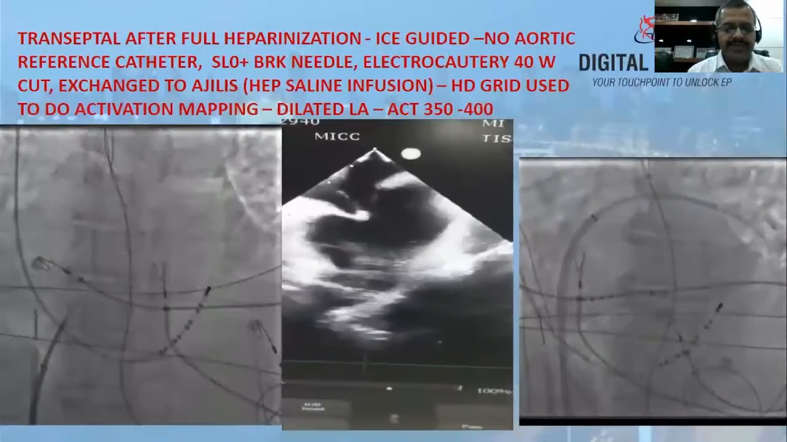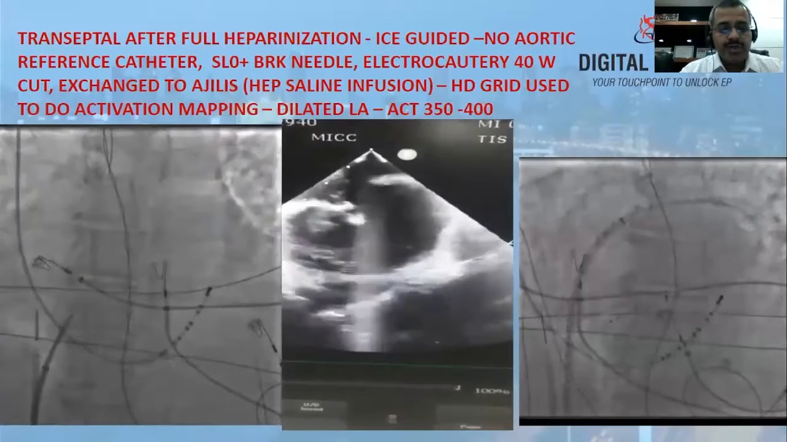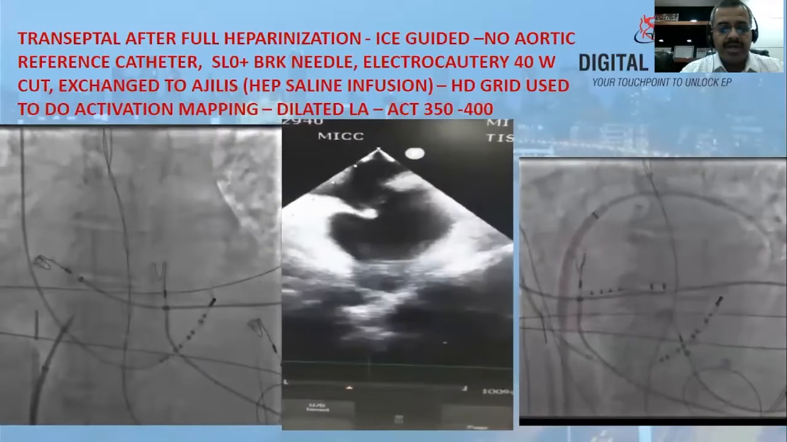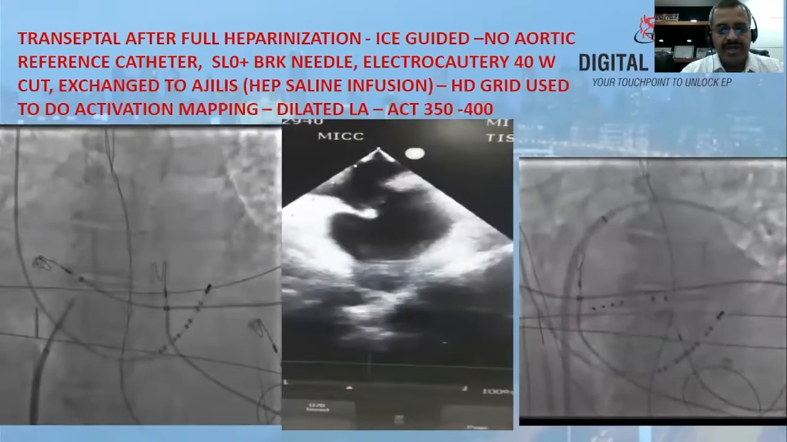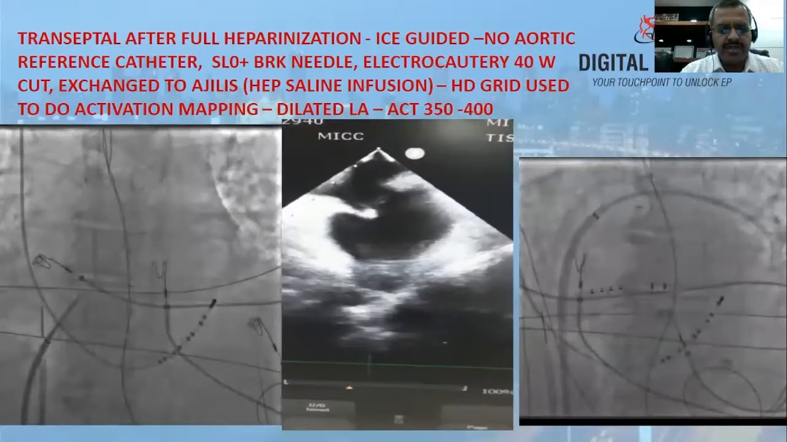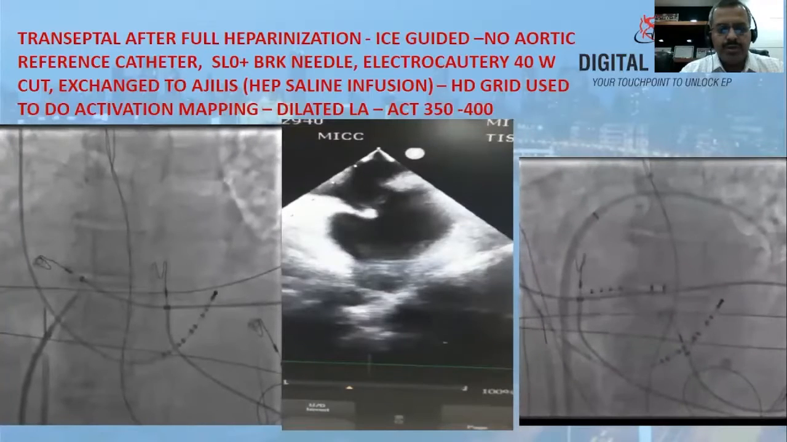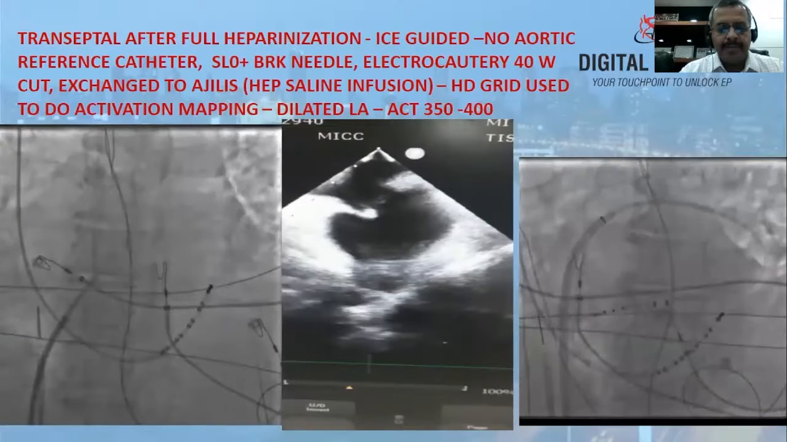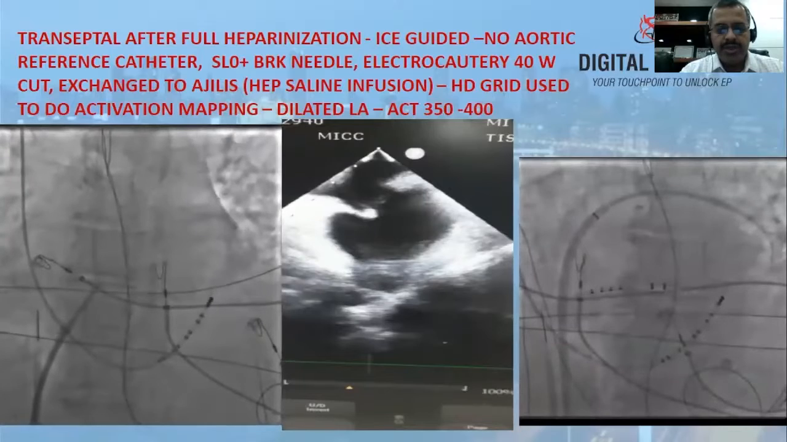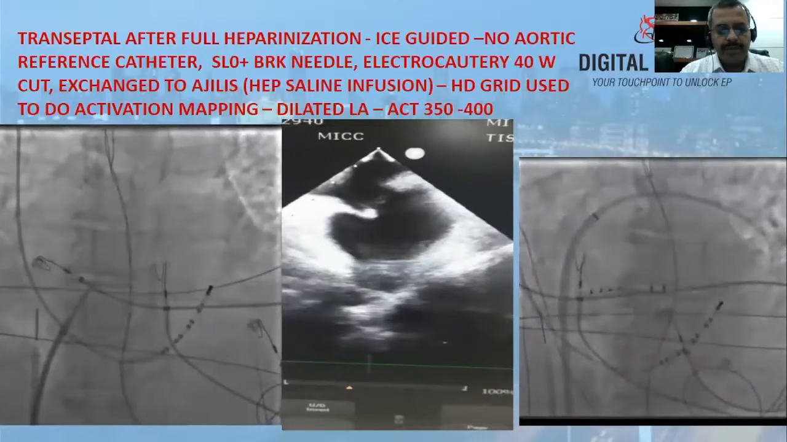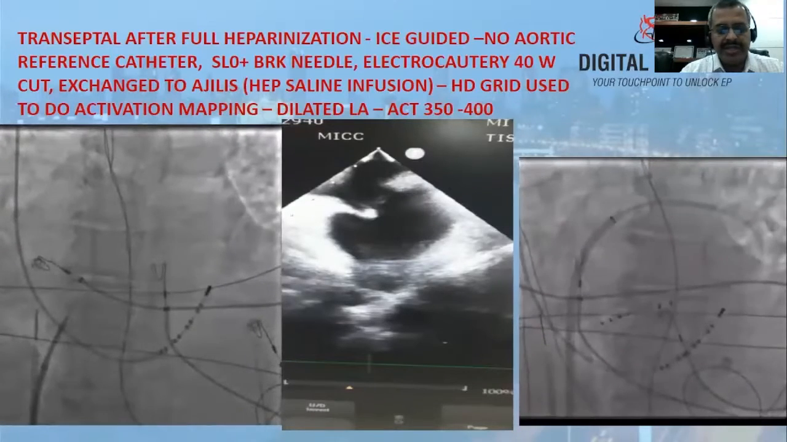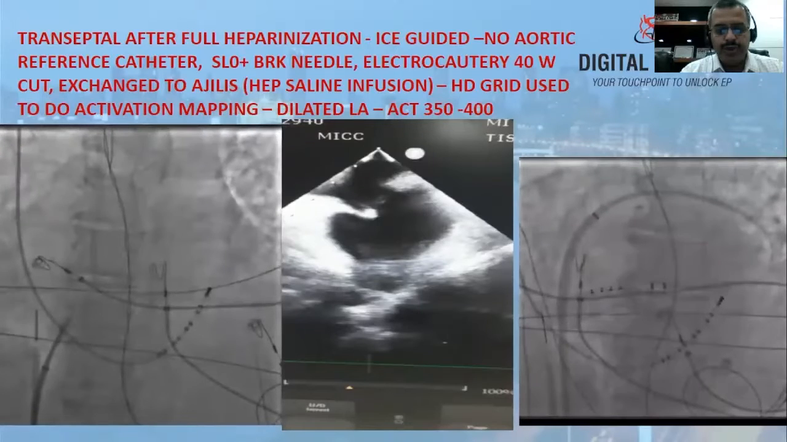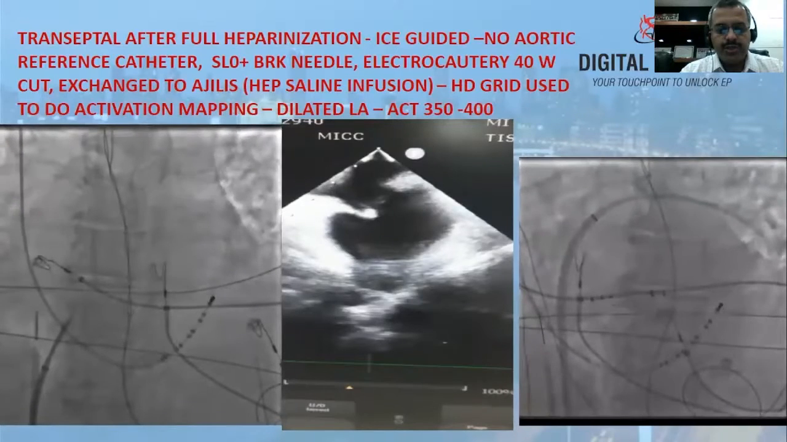And in the left atrium, the transseptal access was taken after full heparinization with intracardiac echo guidance, and so no aortic reference catheter was used. SL0 sheath with the BRK needle, and the puncture was achieved with electrocautery at 40 volts cut, and subsequently exchanged to Agilis, put on continuous heparin saline infusion, and the HD grid was used to map this huge left atrium.